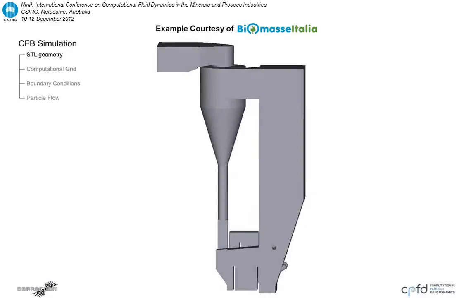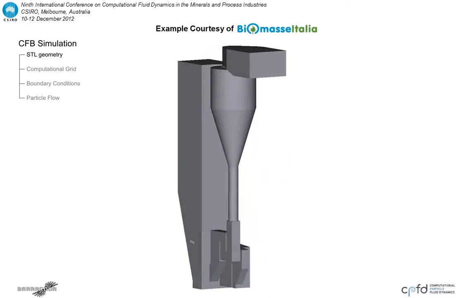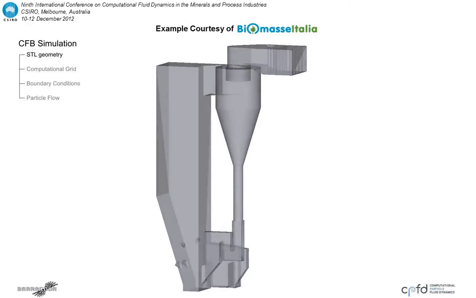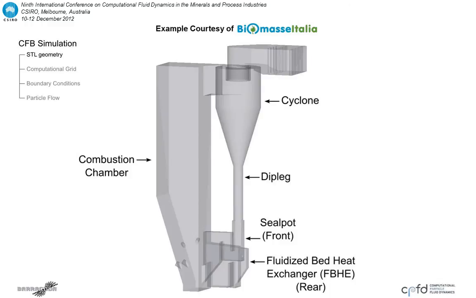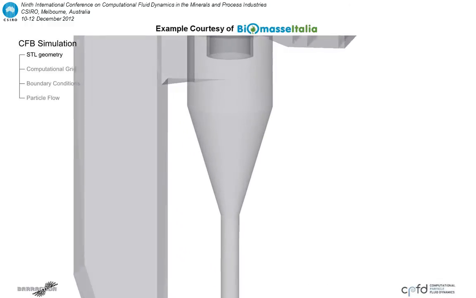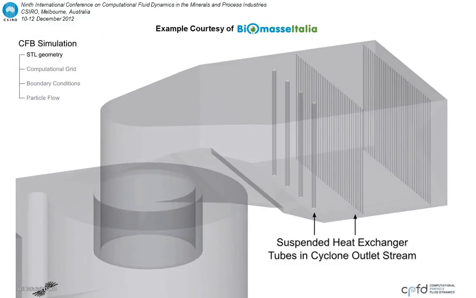So here is what the CAD geometry for the Biomass Italia unit looked like when we started, and this was the starting point for the CFD gridding process that began the simulation.